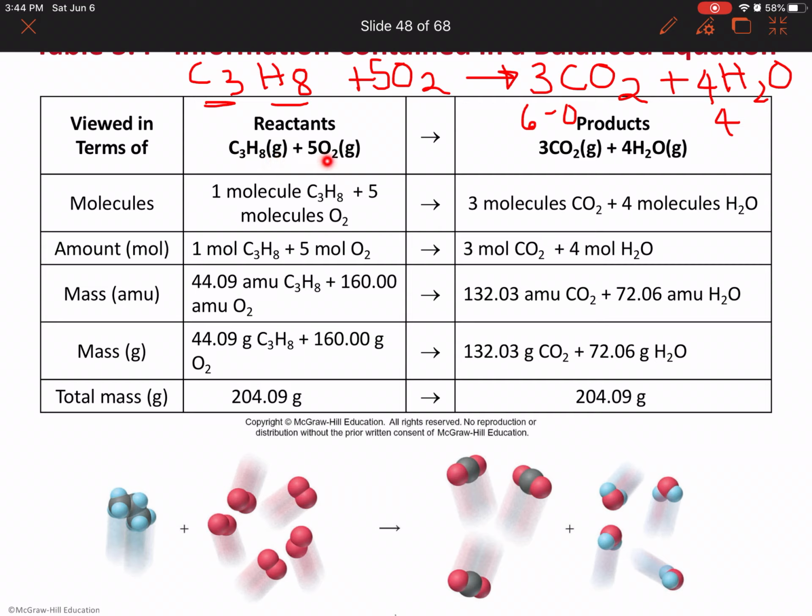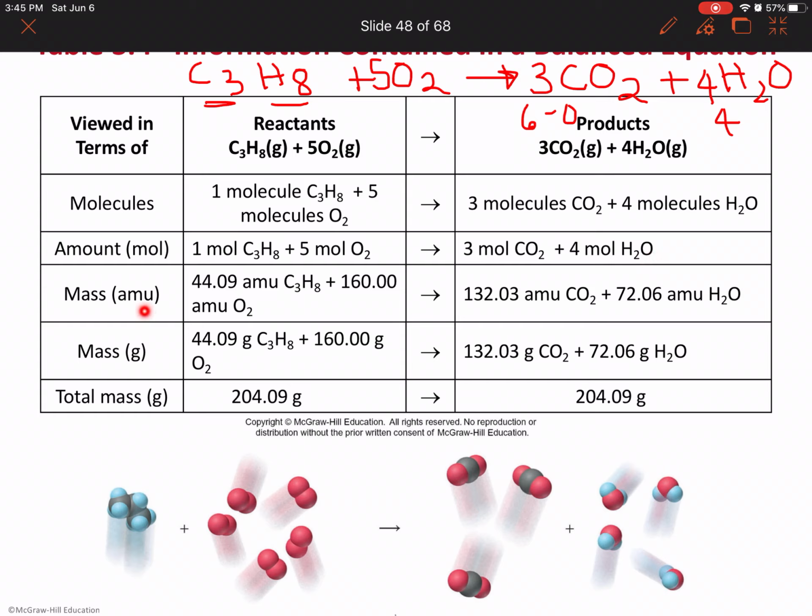C3H8 plus 5 O2 gives 3 CO2 plus 4 H2O. That's the balanced equation. Now in terms of molecules, 1 molecule of C3H8, in other words, propane, with 5 molecules of oxygen, gives you 3 molecules of carbon dioxide and 4 molecules of water. And remember that the stoichiometric ratio that we talk about, so these are the stoichiometric ratios. 1 mole propane plus 5 moles oxygen stoichiometrically giving 3 moles carbon dioxide and 4 moles water.